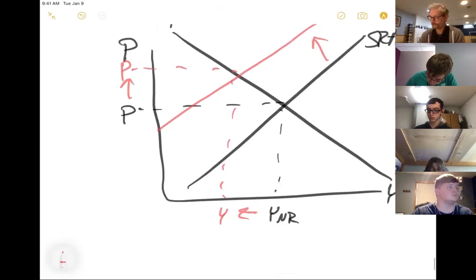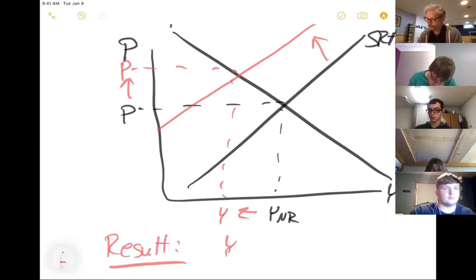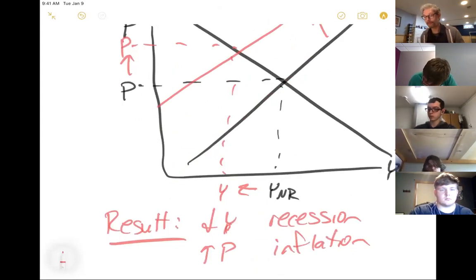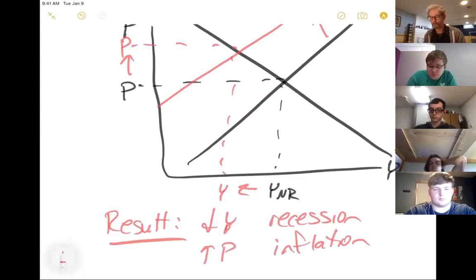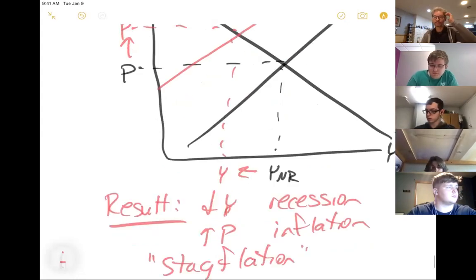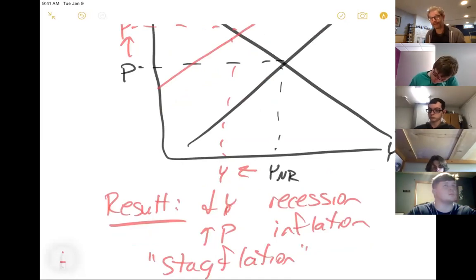But here's something different. Not only does output fall so that we have a recession, but something else happens. The price level goes up and we begin to get inflation. Which is not typical, right? When we've thought about aggregate demand driven recessions, when aggregate demand falls, that reduces output, but it actually reduces inflation. Here, we really got the worst of both worlds. We had a fall in output and a rise in inflation, which became commonly known at the time as stagflation, meaning stagnant output growth and inflation at the same time, kind of the worst of all possible worlds.